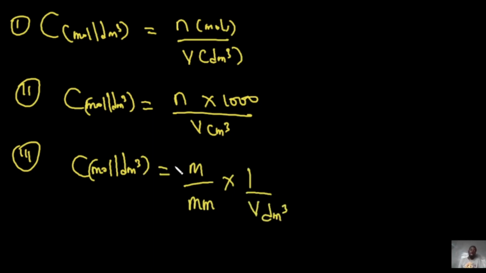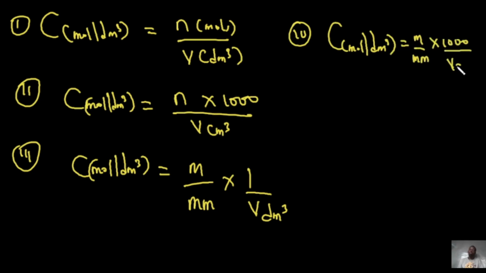What does this mean? In a situation where you are not given your amount in moles, but it's given in mass, what do you do to get the molar concentration? Mass over molar mass times 1 over volume in dm cube. And then finally, you have that molar concentration in mole per dm cube equals mass over molar mass times 1000 all over volume in cm cube. So it's important, take note of these 4 major formulas because we are going to be applying them as we go further in this study.